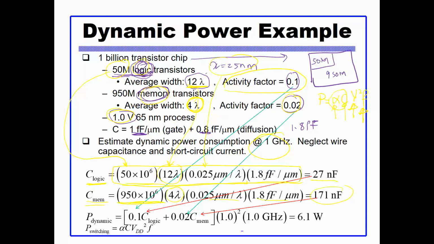Now then I multiply, go back here. Now, we needed the activity factor and capacitance. So the activity factor for the logic, 0.1, is right here. 0.1 times the capacitance for the logic, 27 nanofarad, plus the activity factor of the memory, 0.02, times the C for the memory. Multiply that by V squared times frequency, and you end up with 6.1 watts as the total dynamic power for this chip.